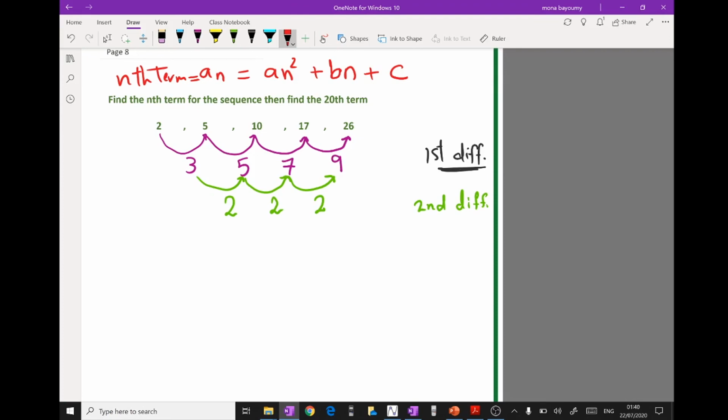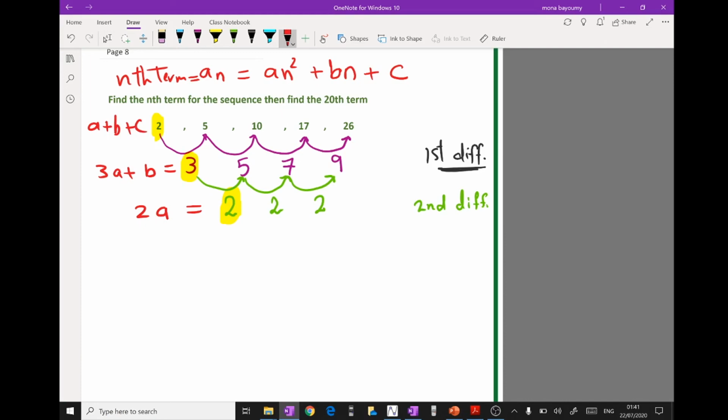a, b, and c are constants. So I have to find the value of a, the value of b, the value of c. How can we find the value of a, b, and c? I will use the three numbers: second difference, first term in the first difference sequence, first term. Okay, and just write your equations. 2 equals 2a, 3 equals 3a plus b, 2 equals a plus b plus c.